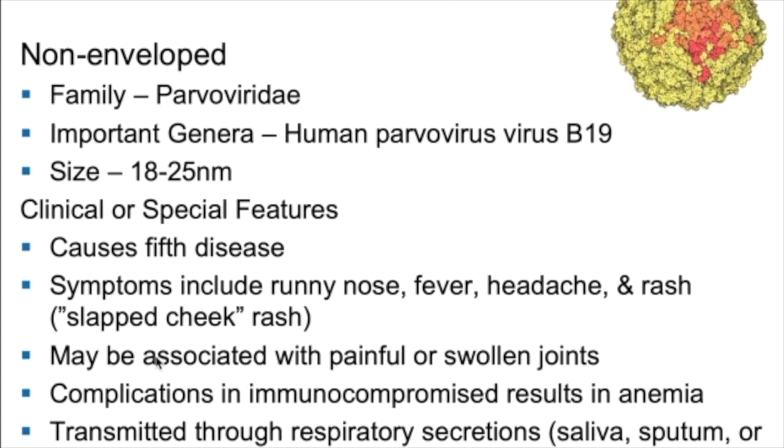Then for the single-stranded DNA viruses, so far we've been looking at double-stranded, non-enveloped and enveloped viruses. For the single-stranded DNA viruses, we have non-enveloped ones. These are very small in size, 18 to 25 nanometer. That's the Parvoviridae. The important genera is just one, and that's the human parvovirus B19. Okay, and that's how it looks on the micrograph.